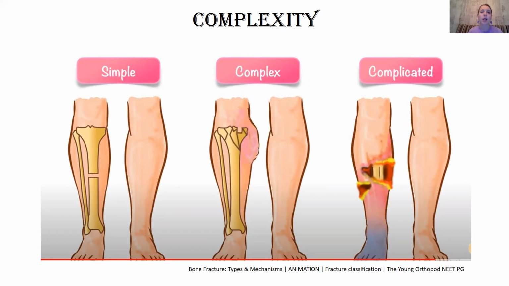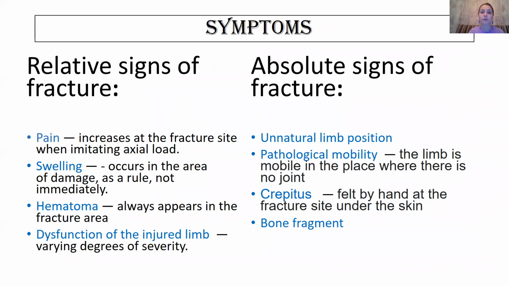Complicated fracture: structures surrounding the fracture are injured. There may be damage to the veins, arteries, nerves, or soft tissue defects. If our patient has an injury of veins, arteries, nerves, or soft tissue defects, we say that it's a complicated fracture. If we have only a comminuted or simple fracture without injury of the neurovascular structures, it's a simple or complex fracture.